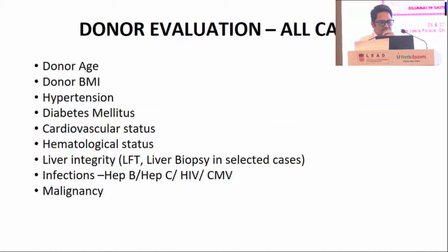So how do we select? This is the usual selection of a donor for any disease. These criteria have to be met before we take in a donor as a healthy donor for transplantation or donation. Donor age has to be between 18 and 60 years. Donor BMI has to be okay. There should not be any hypertension, or it should be controlled hypertension. There should not be any diabetes, cardiovascular or hematological issues, and all other criteria have to be met before we check in the donor for the donation process.